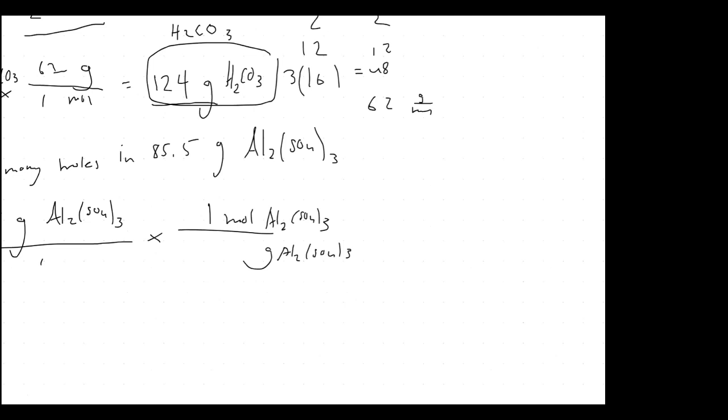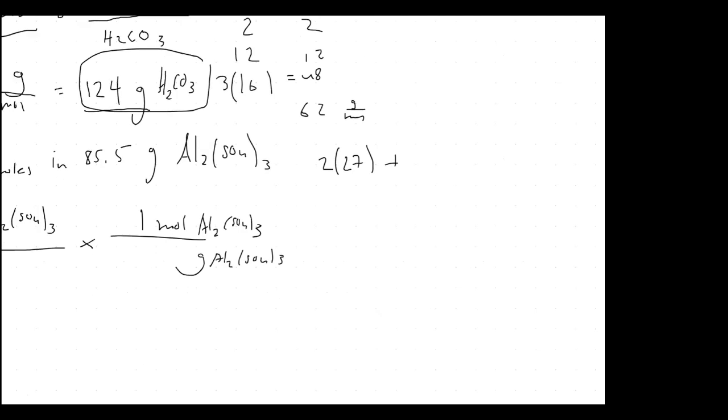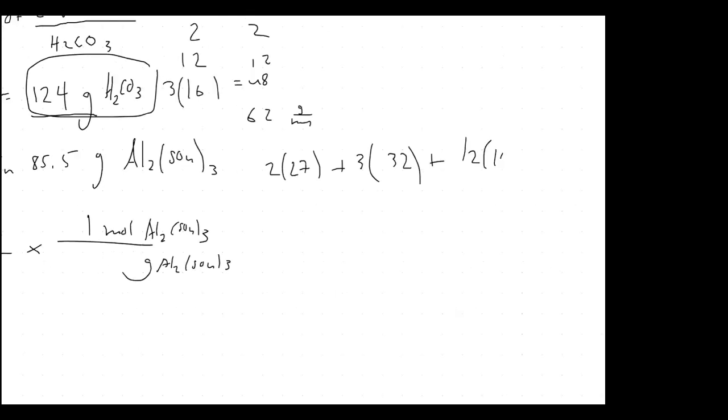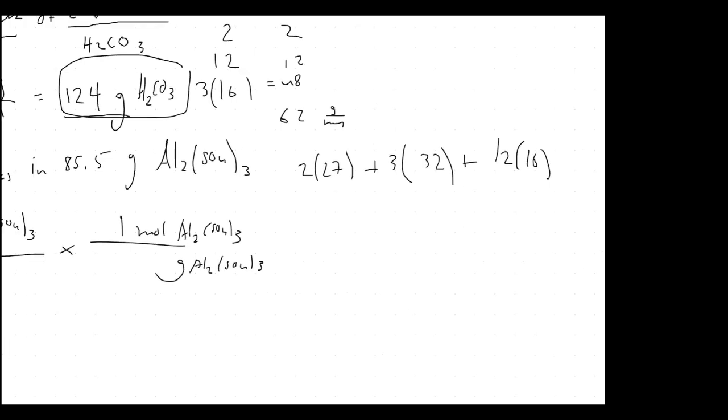So that should be 2 times 27 for aluminum. I'm not labeling here, it's a bad example, but you should always label. 3 times 32 for sulfur and 12 times 16 for oxygen. Hopefully those numbers make sense. The 2 comes from here for aluminum, 2 here. You multiply by 3, so 3 sulfur here. And then you multiply 3 by 4, which is 12, so you get 12 here. And 27 is aluminum molar mass, 32 is sulfur, and 16 for oxygen. When you multiply and add all of these together, you get 342 grams per mole.